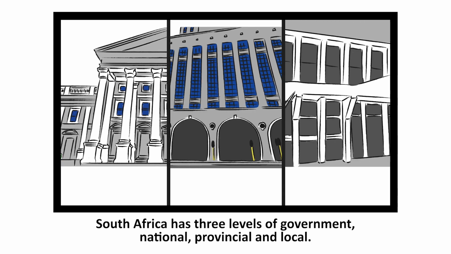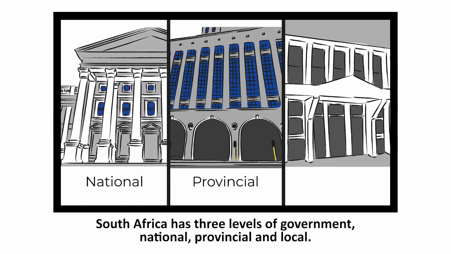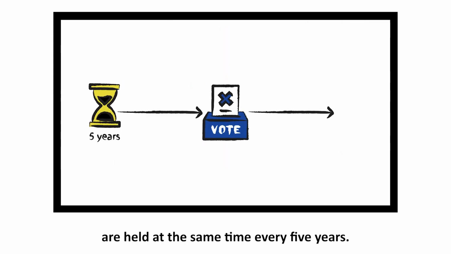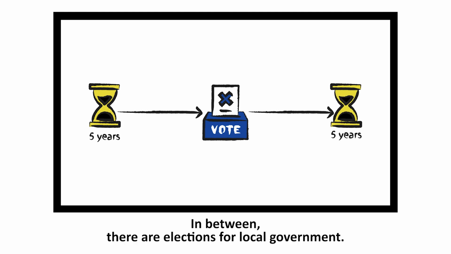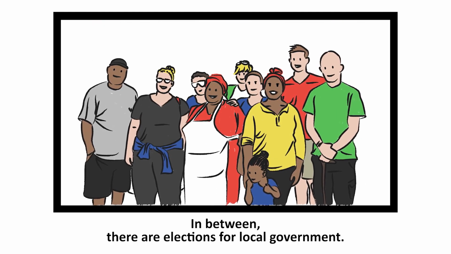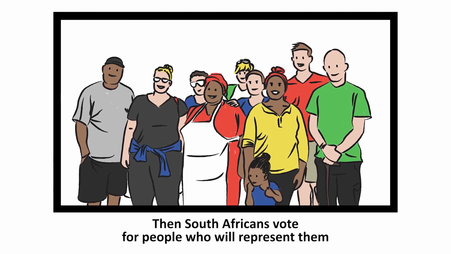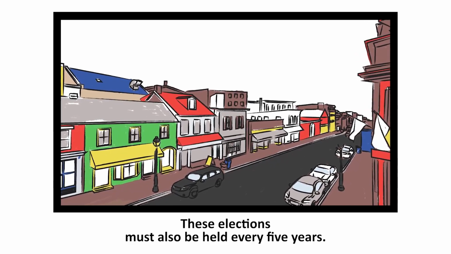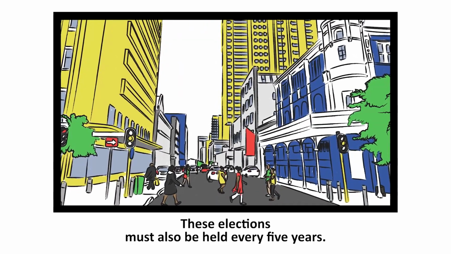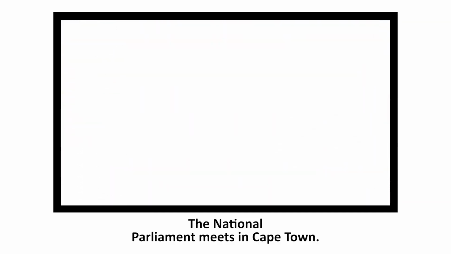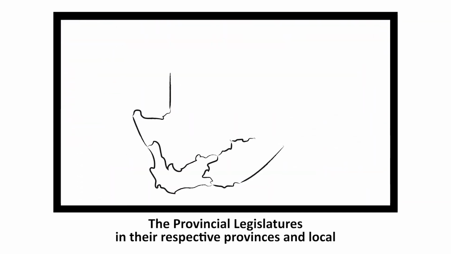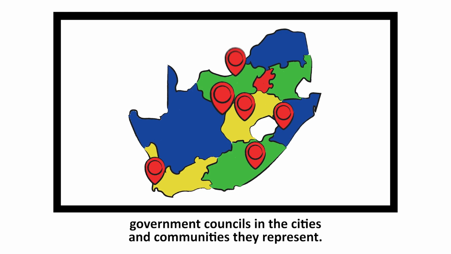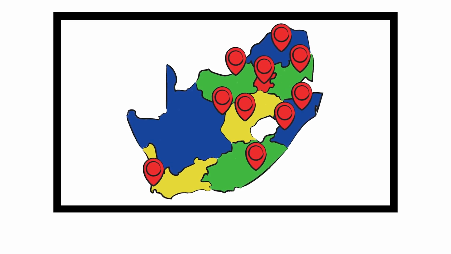South Africa has 3 levels of government: national, provincial, and local. Elections for the national and provincial representatives are held at the same time every 5 years. In between, there are elections for local government. Then South Africans vote for people who will represent them in their local communities, towns, and cities. These elections must also be held every 5 years. The National Parliament meets in Cape Town, the provincial legislatures in their respective provinces, and local government councils in the cities and communities they represent.